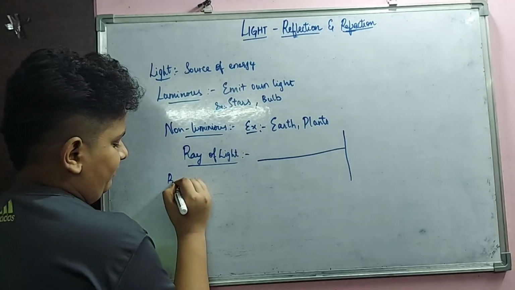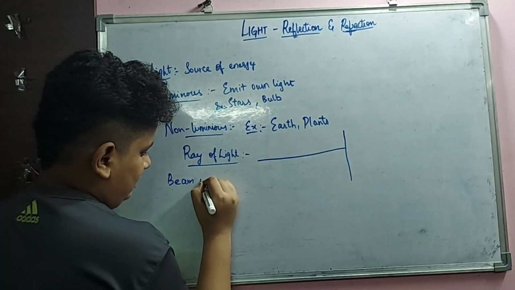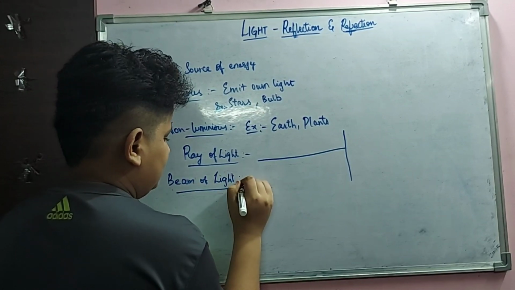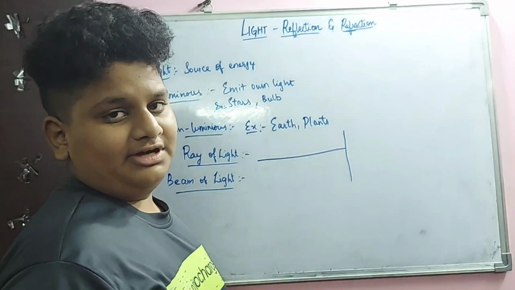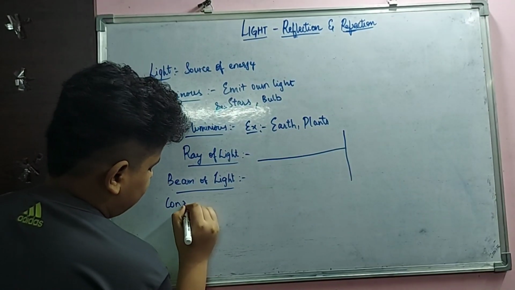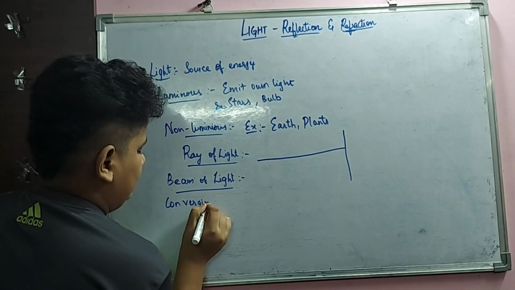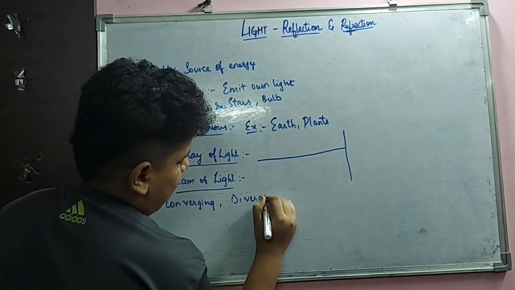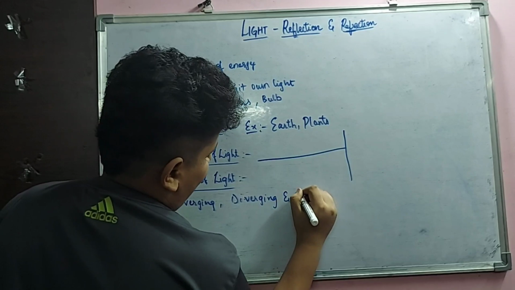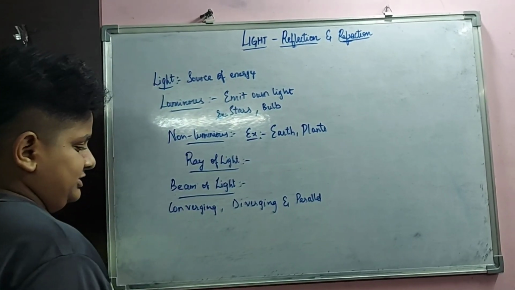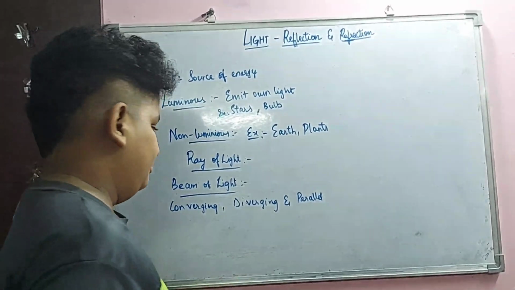Let us see the beam of light. A beam of light is of three types: converging, diverging and parallel. Let us now see the example diagrams for them.